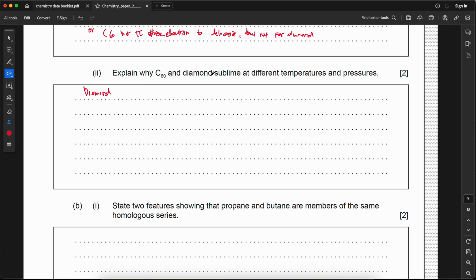Explain why C60 and diamond sublime at different temperatures and pressures. This depends on their bonds, so how strong or what type of bond they have. So diamond has a covalent network solid and sublimes at higher temperature and pressure. Sublimes means it turns directly from solid to gas. But C60 has a molecular structure with London forces.